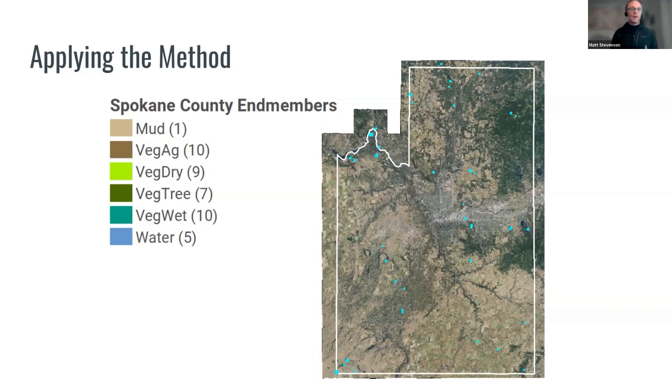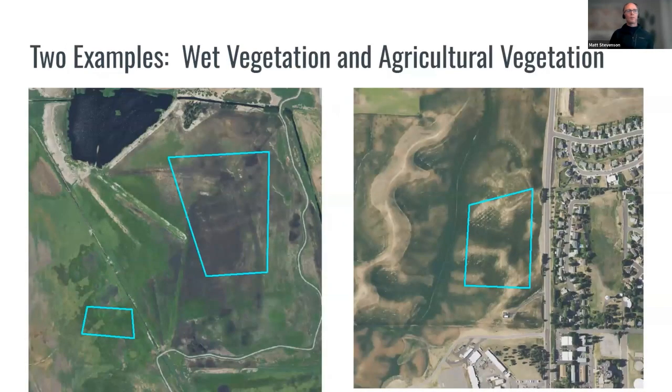We had to develop end members, and because Jacob is a lot more familiar with conditions on the ground, he took on that task. So what you're seeing in cyan in this map are the locations of the end members that he digitized for us: mud, vegetated agriculture, dry vegetation, tree vegetation, wet vegetation, and open water. And to illustrate what some of those end members look like, we've got a couple of examples of wet vegetation on the left and agricultural vegetation on the right.